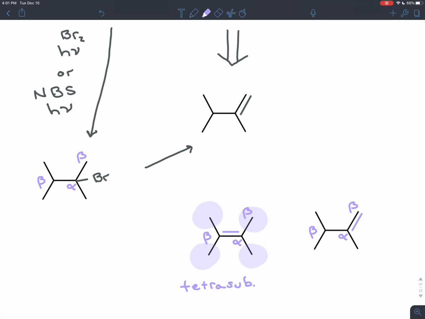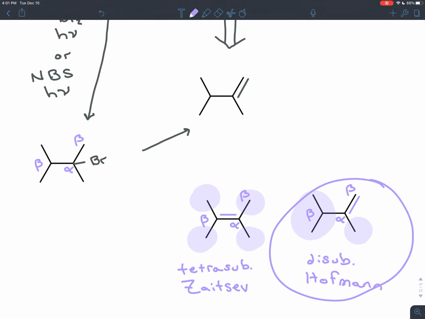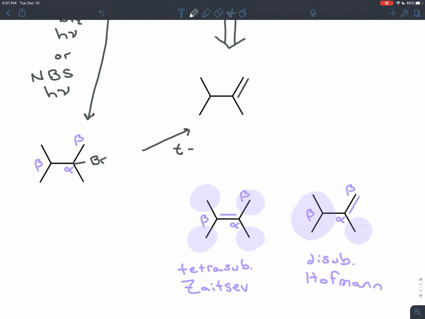The other alkene, the carbons in the double bond, are just bonded to one, two carbon chains, and so that is di-substituted. The less substituted product is the Hofmann product, and the more substituted product is the Zaitsev product. Technically more stable because of hyperconjugation, but you can get the Hofmann product as your major product if you use a bulky base, like potassium tert-butoxide, t-BuOK.